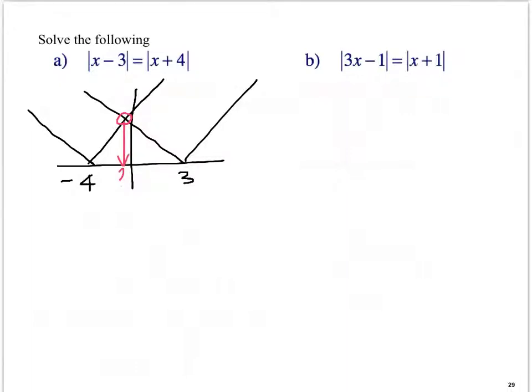And they will have only one point of intersection because both of these are just x and x. So these lines here both have a gradient of 1, so they're never going to intersect again. So we're just looking for that x value right there. Alright, how do we sort that out?